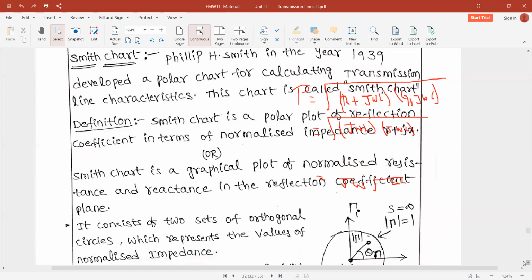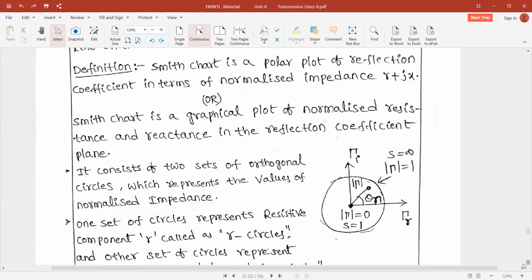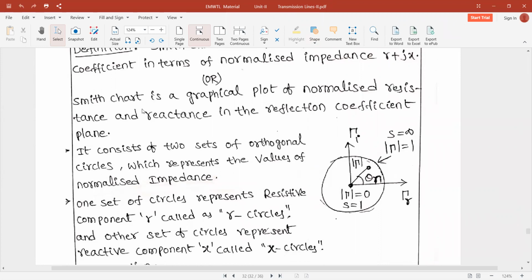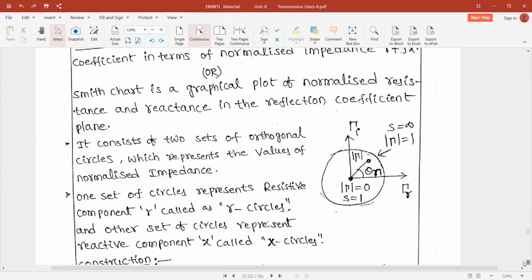Now we go to the construction of the Smith chart. We know the Smith chart is defined as a polar plot of the reflection coefficient in terms of normalized impedance R plus jX, where R is the resistance and X is the reactance. The Smith chart is a graphical plot of normalized resistance and reactance in the reflection coefficient plane.